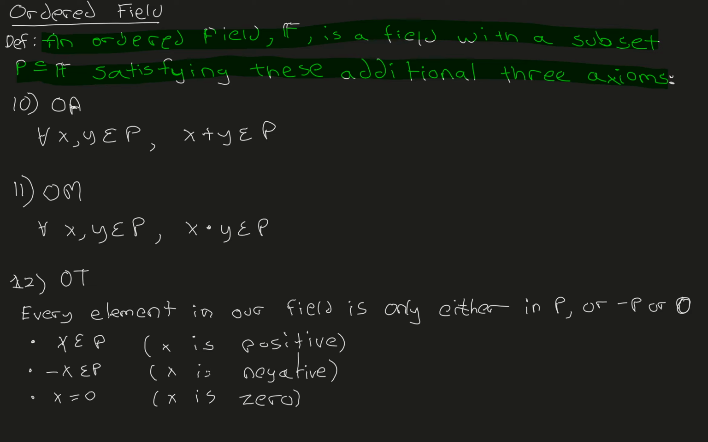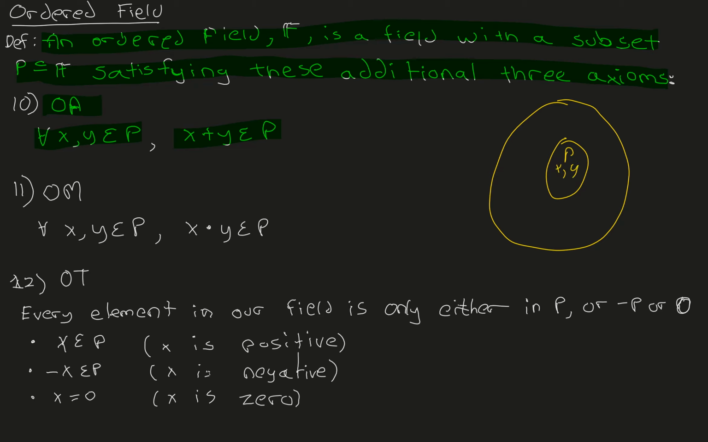So the 10th axiom it satisfies is order of addition, also denoted as OA. For all elements x, y in the subset P of the field, x plus y is also in P. So visually, for example, if this is the field and this is P, if x and y are in P, then x plus y is also in P. And the same goes for order of multiplication. If x and y are in P, then x dot y is also in P.